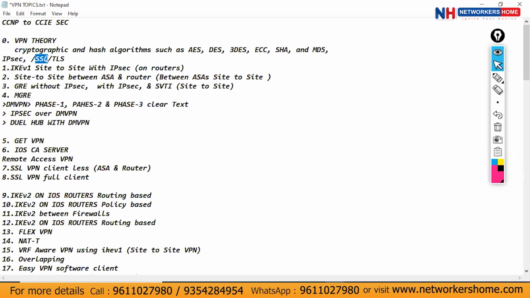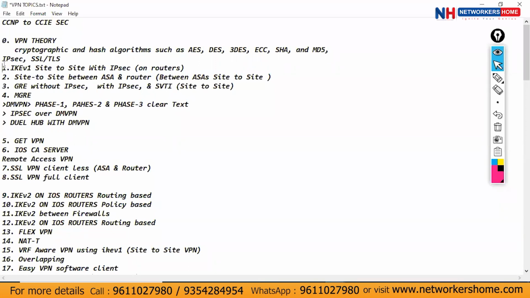It's still there. You have to go through SSL and understand SSL. After that, we have IKEv1 site-to-site VPN with IPsec on routers. First of all, if you don't have knowledge of IPsec, then you won't understand what IKEv1 is. IPsec is actually a collection of protocols. But I'm not dealing with IPsec right now. I'm just giving you an introduction to the topics that we are going to cover in our entire CCIE, from NP to expert level of VPN. I'm just giving you an introduction today.